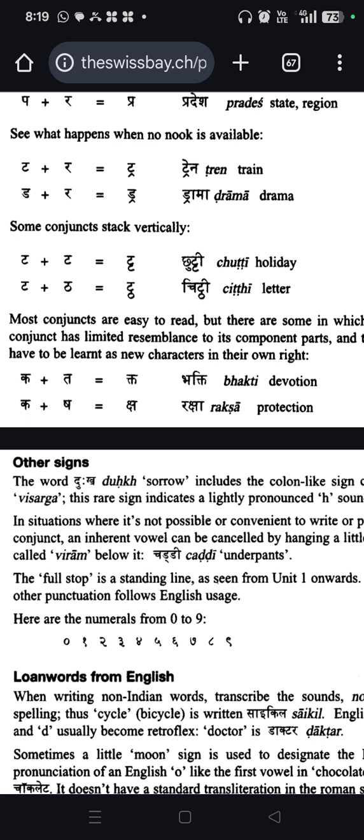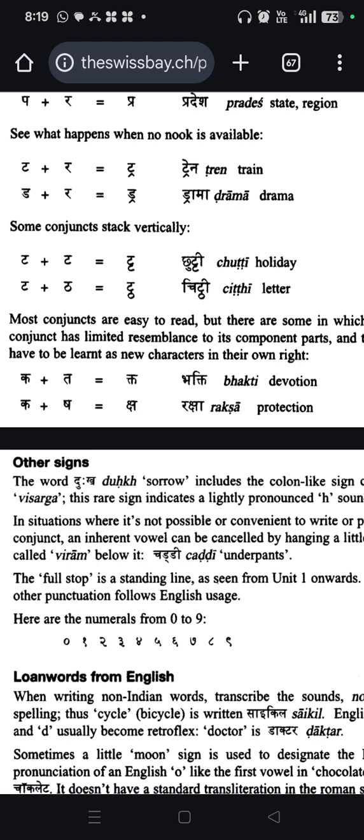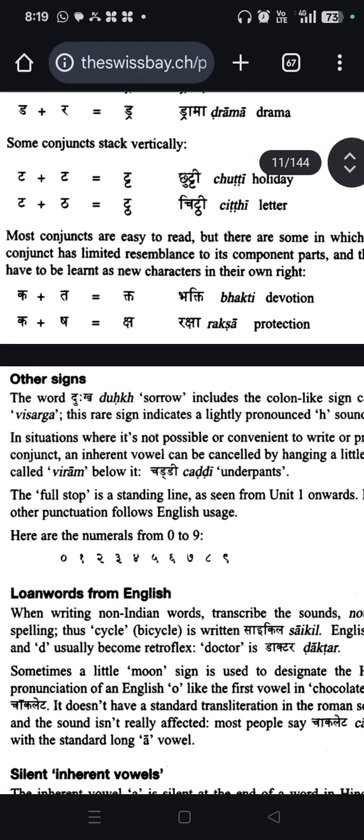So if you thought one ta was a hard consonant, t, ta, chutti, chitty. Most conjunctions are easy to read, but there are some in which the conjunction has limited resemblance to its component parts, and these have to be learned as new characters in their own right.